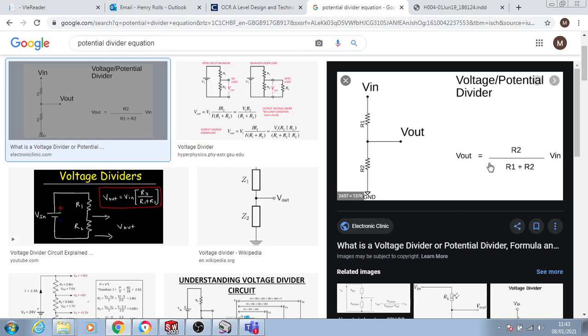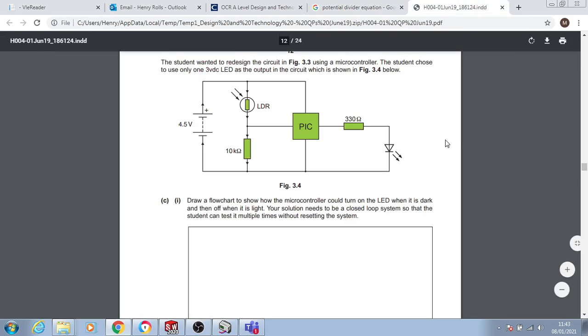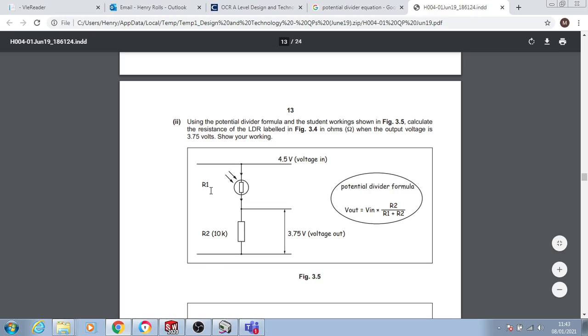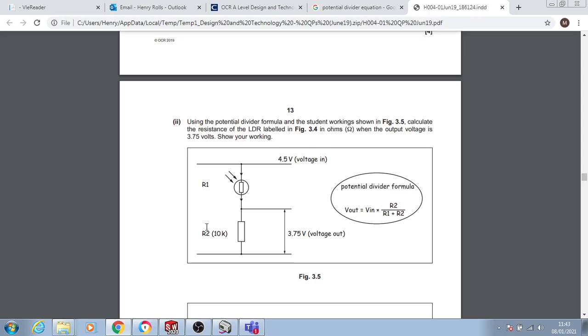R2 over R1 plus R2 is the ratio, basically. So it's that fraction of the two resistors together. Just got to remember which way round R1 and R2 are drawn though as well. You'll notice in the exam that formula is given to you, and you're also told which way round R1 and R2 are. So it makes life a little bit easier sometimes, but you still need to know what to do with it.